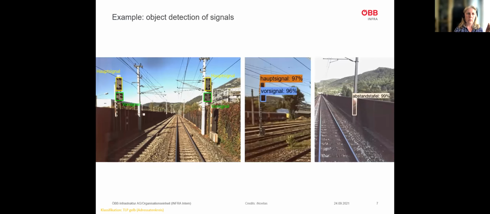And well, one of the things that we were doing is a kind of automated object detection of signals. So we tried to use the 3D data to create an algorithm based on artificial intelligence to detect the positions of the signals. So the aim is to complete the asset documentation and to get coordinates for all our assets.